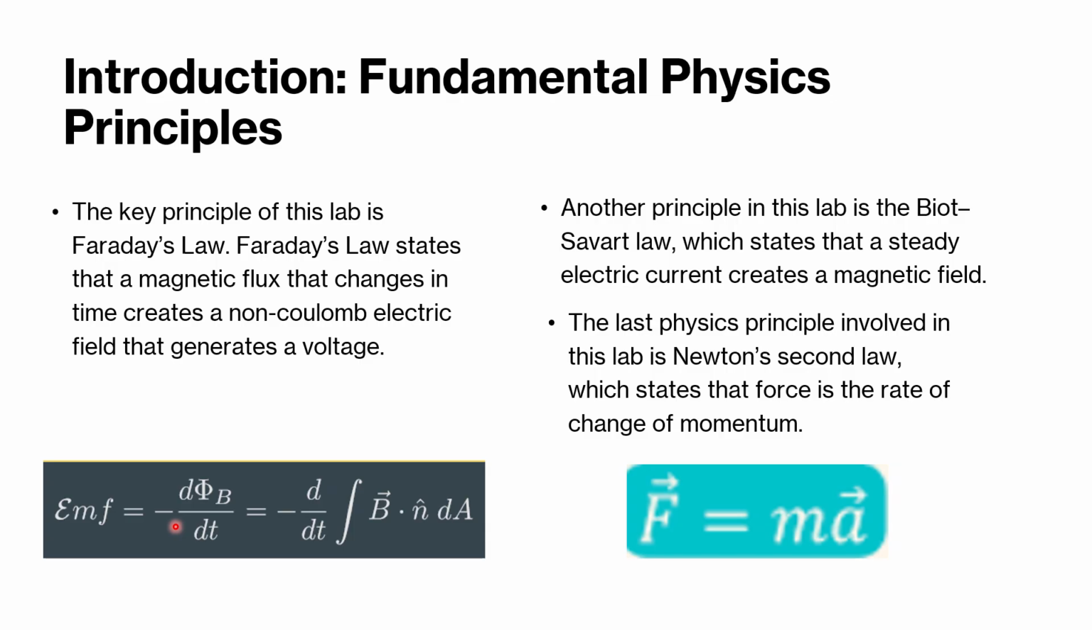Another principle in this lab is the Biot-Savart law, which states that a steady electric current creates a magnetic field. We will see this in the rings around the aluminum foil that generate a current that comes from the bar magnet. The last physics principle involved in this lab is Newton's second law, which states that force is the rate of change in momentum.